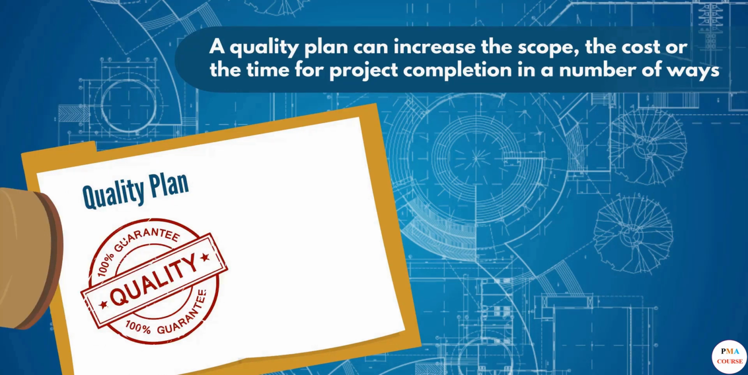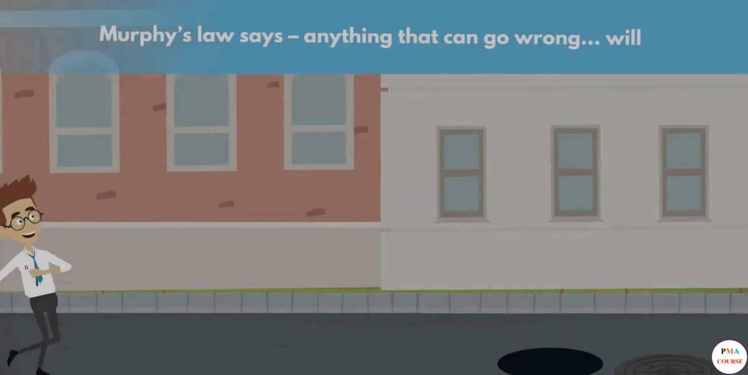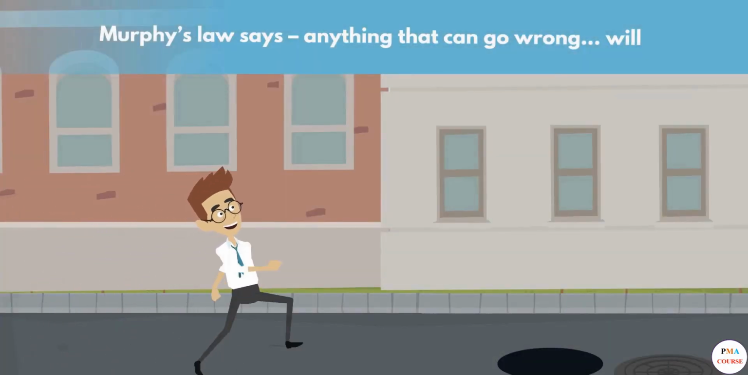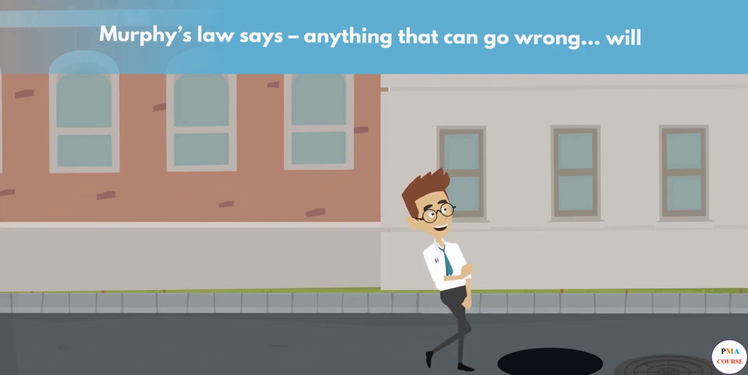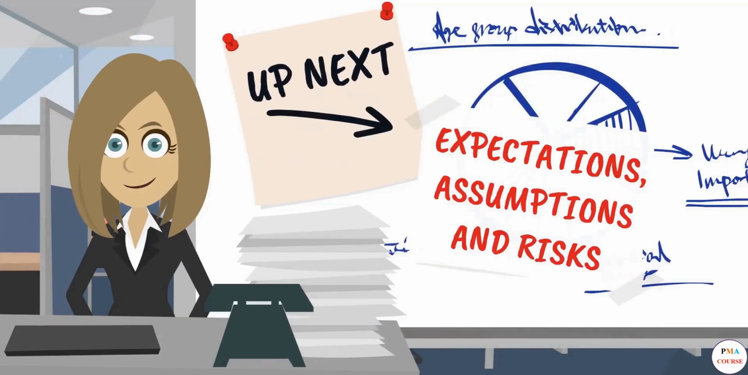Excellent. Now that we've tackled quality, resources, timing, and scope, it seems that we've covered everything, right? Well, as Murphy's Law says, anything that can go wrong will. So the next crucial thing to talk about is how a project manager identifies risks and plans for their prevention or resolution. See you there.